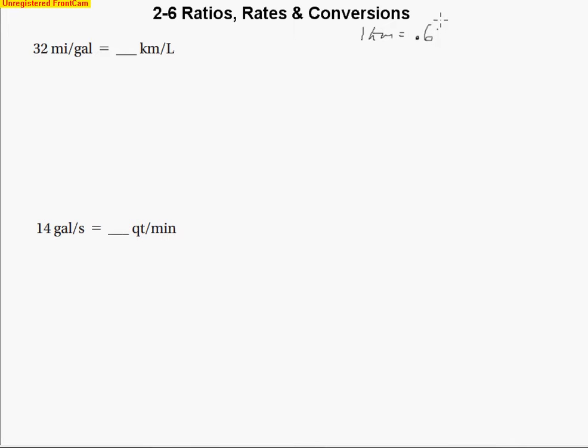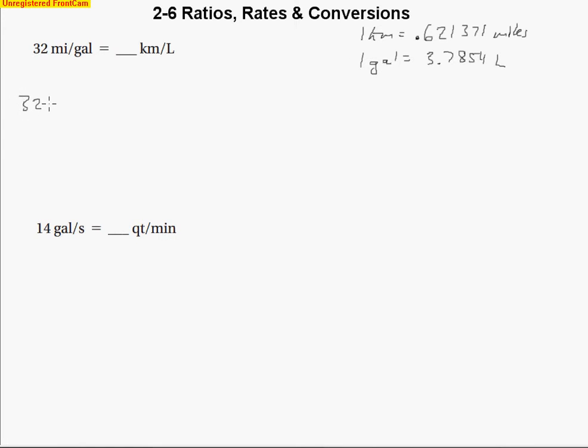So it's going to be 0.621371 miles equals 1 kilometer. The next one I need is gallons. And so when I look at the conversion chart, I just go ahead and do the same thing, plug in 1 gallon, and I see that 1 gallon equals 3.7854 liters. And so now I'm ready to go ahead and set up my problem.